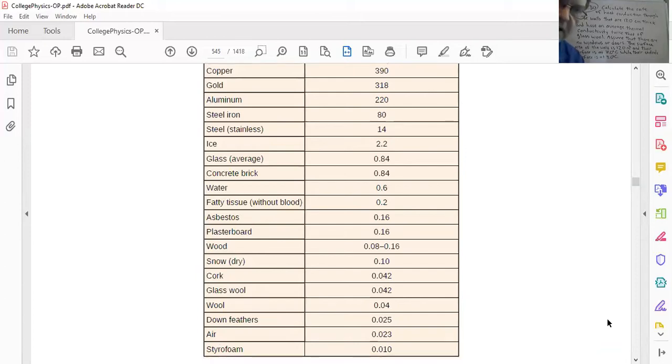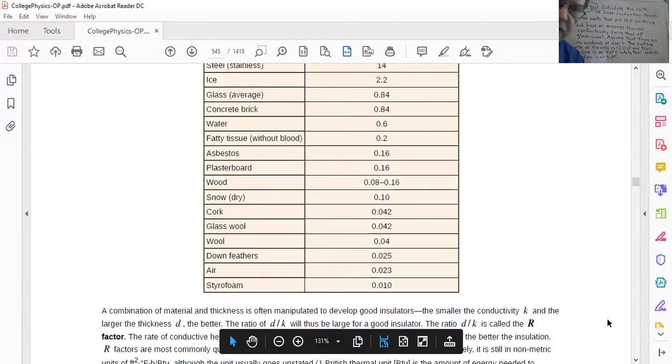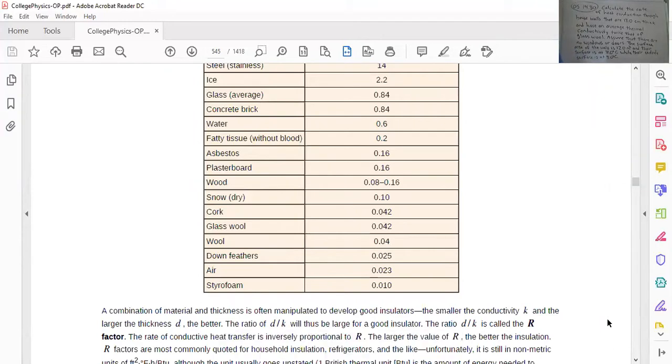And you look at stuff like glass wool, air, styrofoam, the styrofoam cups you use for cold coffee. Again, those have very small values. So again, the larger the value of the thermal conductivity, the greater a conductor it is. The smaller the value, the worse a conductor, i.e. a good insulator. Styrofoam is a very good insulator because it has a very low thermal conductivity.